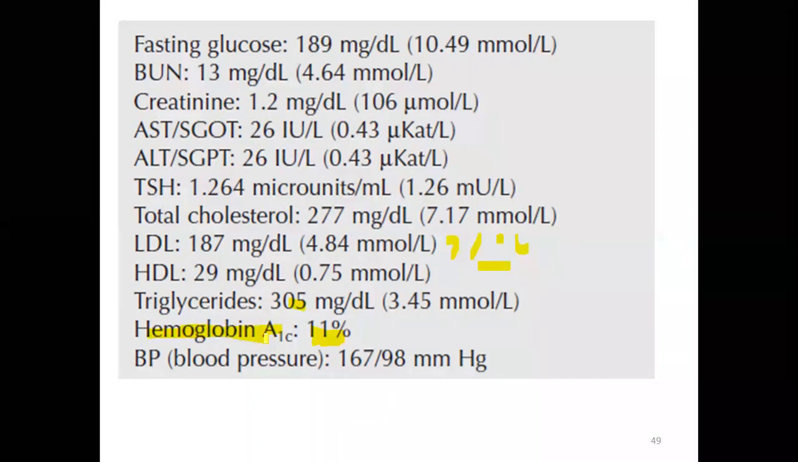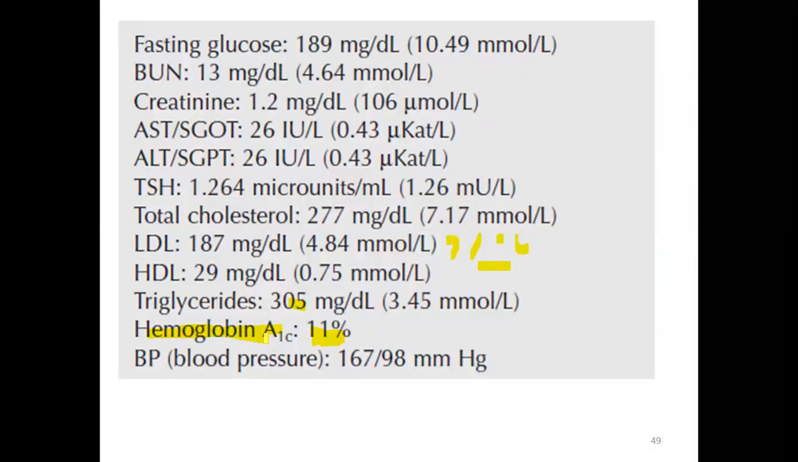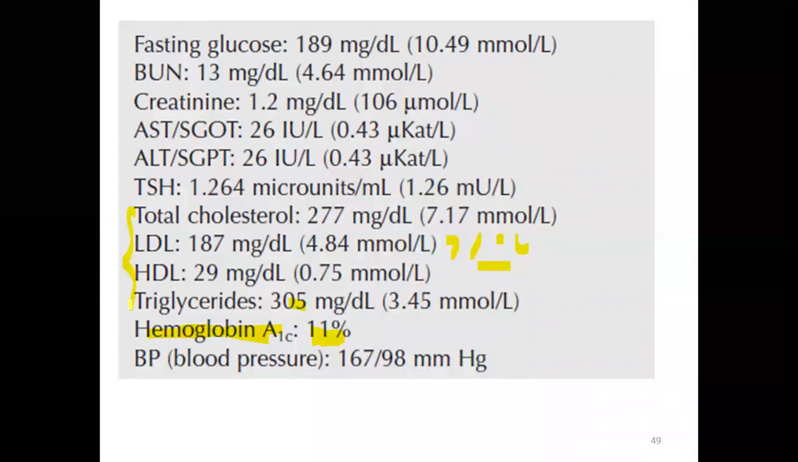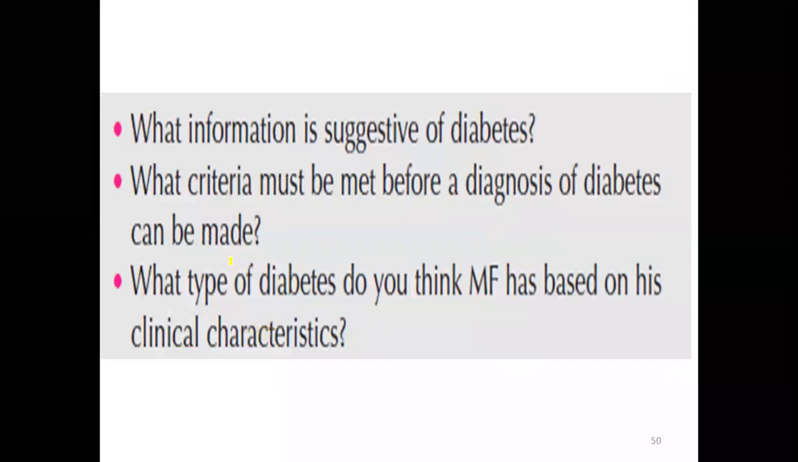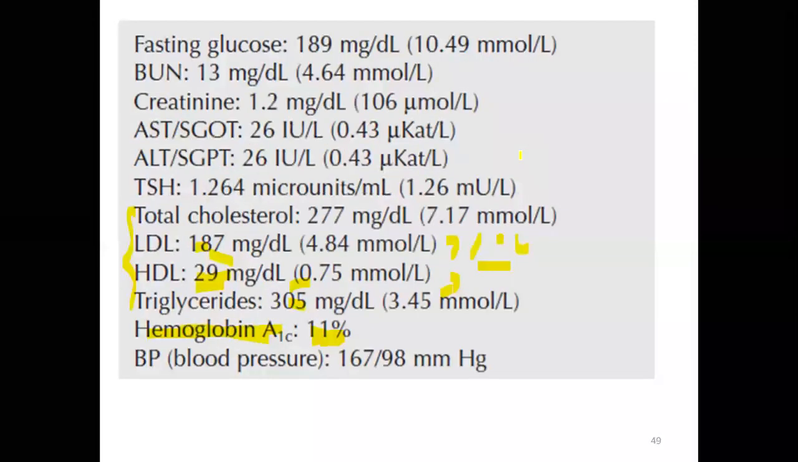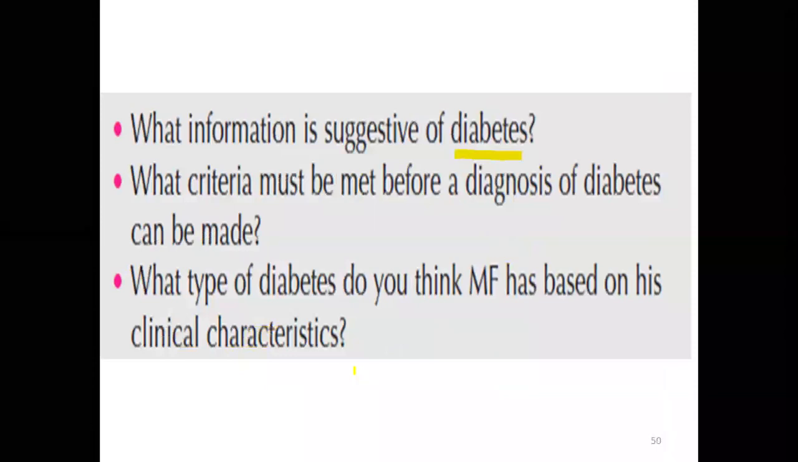Hemoglobin A1C is also high, yes? It is above 6.5%. So we have noted a derangement in the cholesterol level. HDL level is very low. Any HDL less than 40 or less than 50 is a risk factor. LDL above 100 is also a risk factor. So the information suggests the patient is having DM: most likely the derangement in cholesterol level, the hemoglobin A1C, the fasting blood sugar level, and even the BP is hypertensive. Those actually increase the risk.